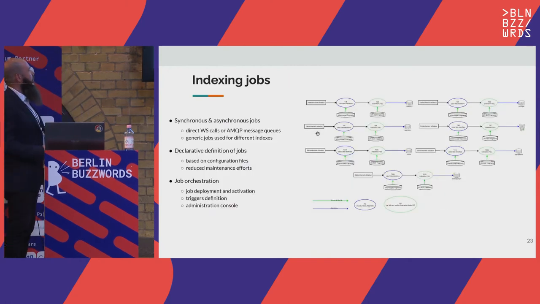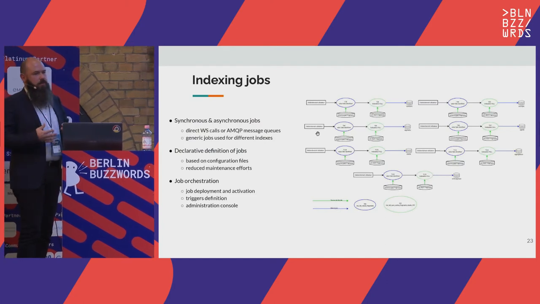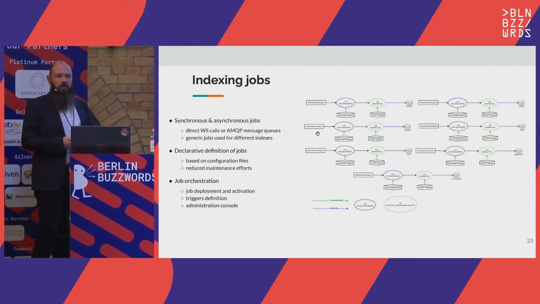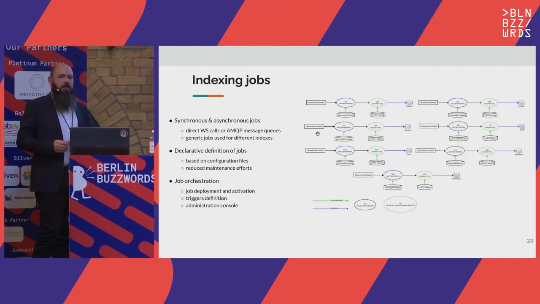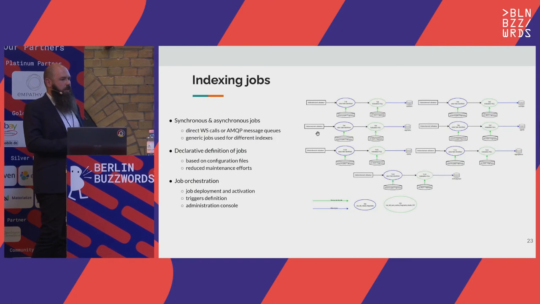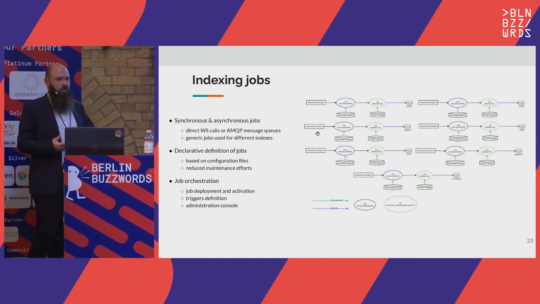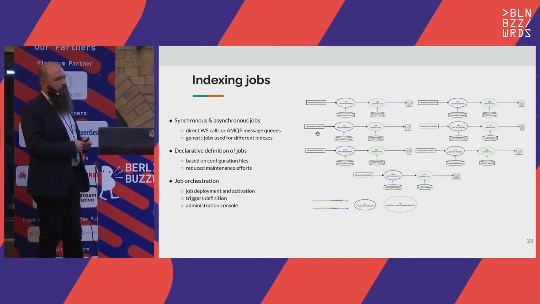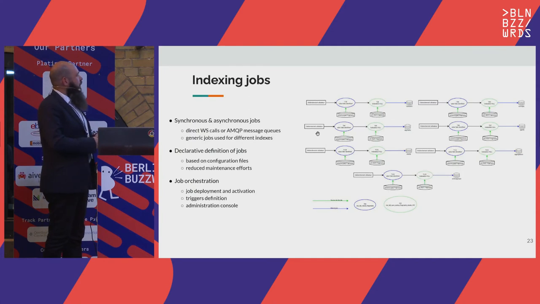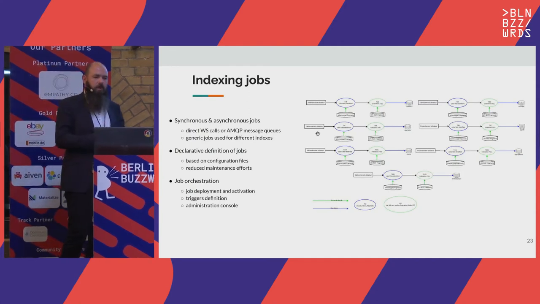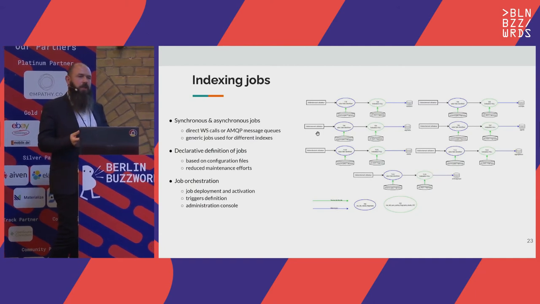So I was talking about the data in itself and how it is transformed to get to the final state of the documents. Now, of course, we needed a way of doing this in an automatic manner, because we cannot just launch processes whenever we need to add a new collection in the index. So there are some jobs that are described in a declarative manner, synchronous and asynchronous jobs. They are triggered either by direct web service calls, or we are using AMQP messaging queues.